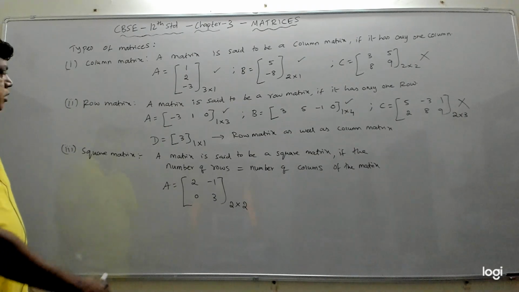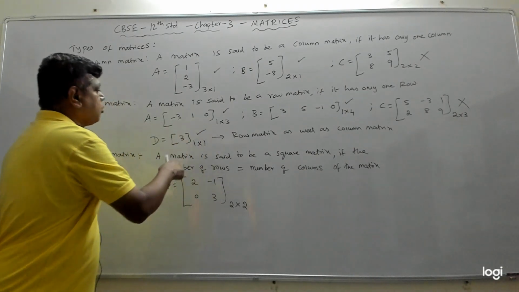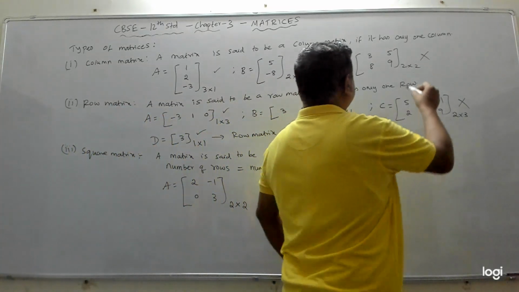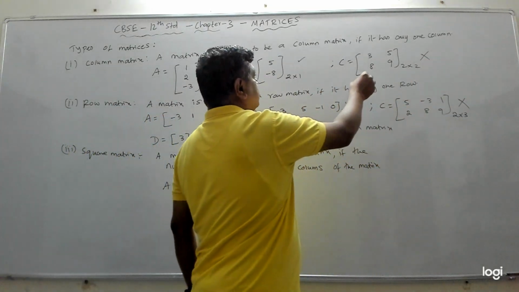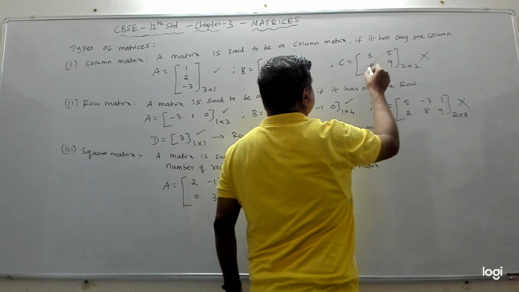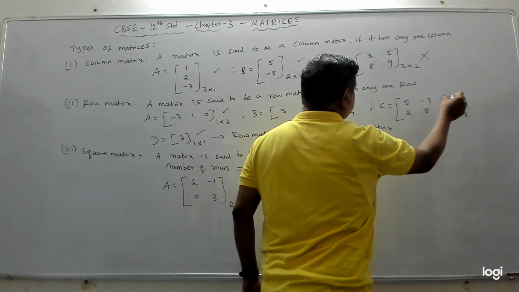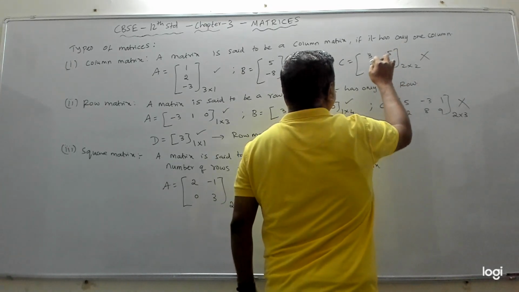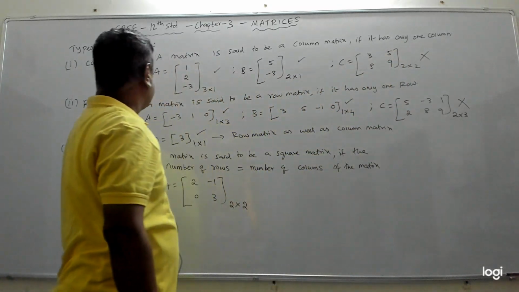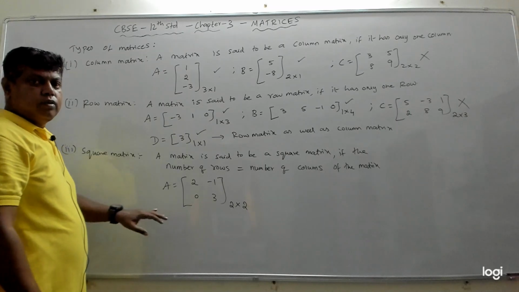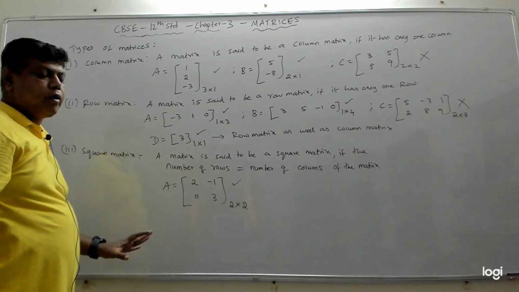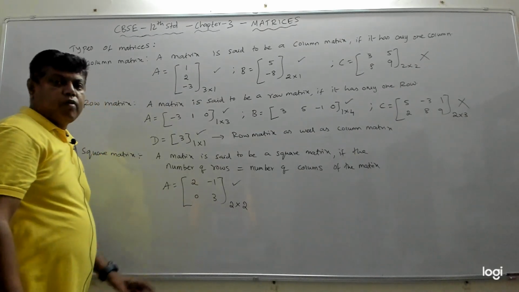Here it is not a row matrix or a column matrix. That's why I put a cross, which means it is not. It's not a column matrix, it is not a row matrix. Now here it is a square matrix because I am putting a tick, which means it's a square matrix because the number of rows and number of columns are equal.